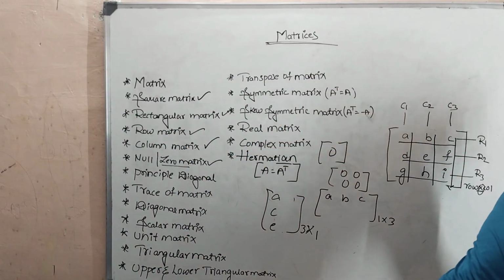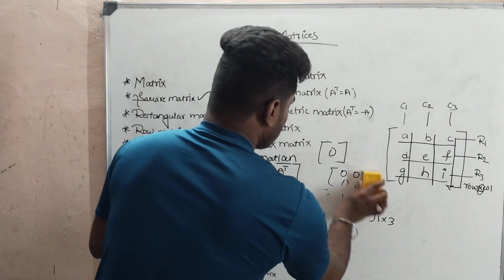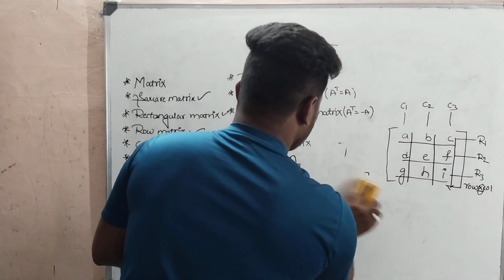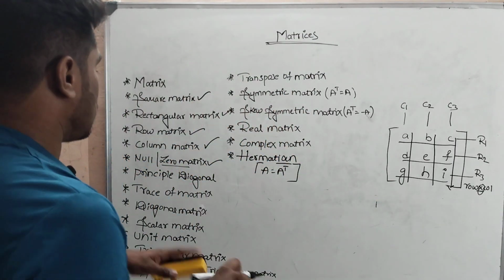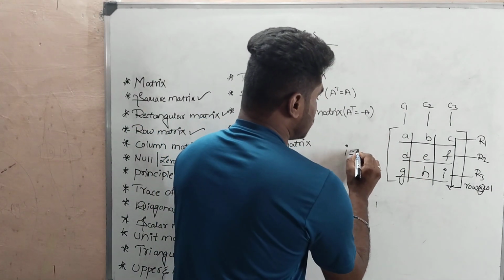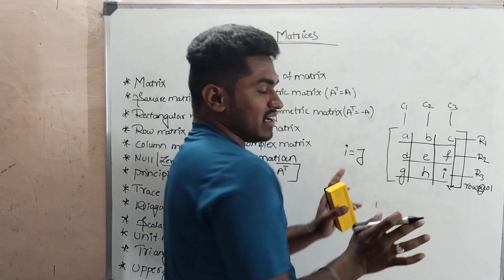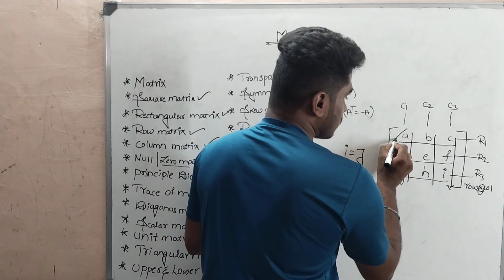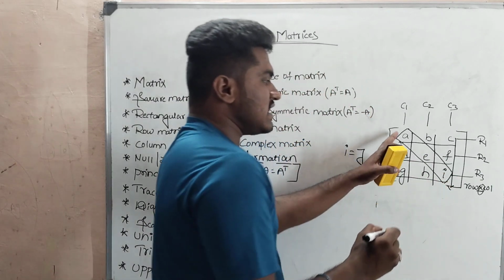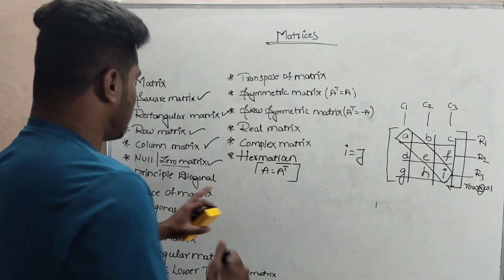Now we'll discuss the principal diagonal. When we come to the principal diagonal, whenever we have i equals j, those particular elements are said to be the principal diagonal elements. Okay, see here, A, E and I. These 3 elements are said to be principal diagonal elements. Okay, so that's what the principal diagonal is.